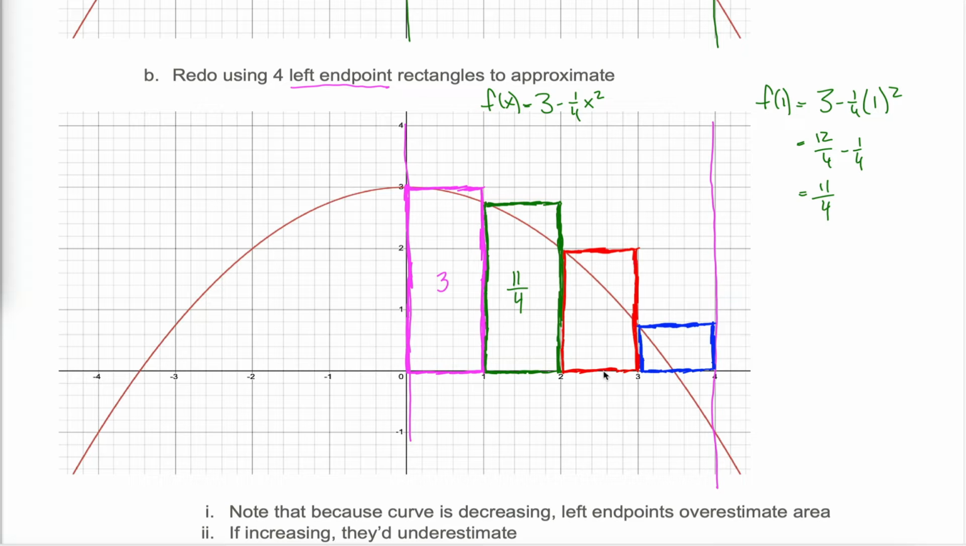We can do that same thing to figure out the area of the red rectangle. The area of the red rectangle is the length of the base of the red rectangle times the height of the red rectangle. What's the height of the red rectangle? Well, it's just f of 2. Why is it f of 2? Because I'm using left endpoints, and the left endpoint of this rectangle is at 2.